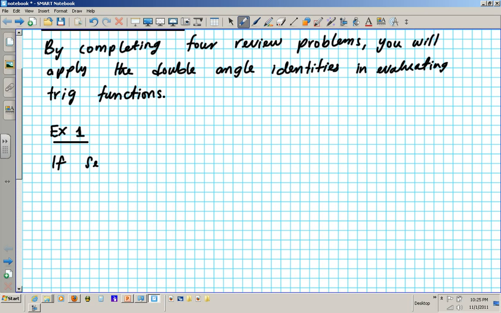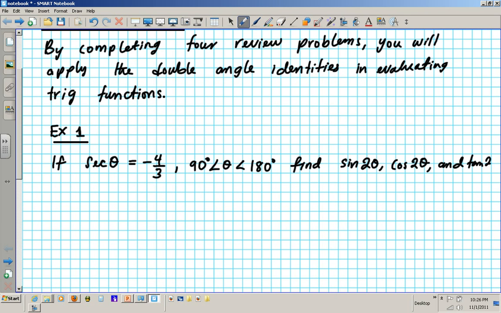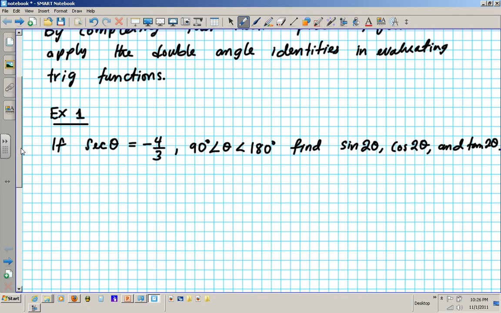If secant theta equals -4/3, and theta is between 90 degrees and 180 degrees, that is, 90 degrees is less than theta, and theta is less than 180 degrees, find sine 2 theta, cosine 2 theta, and tan 2 theta. Okay, we're going to find all three of twice this angle, evaluate whatever the angle is. Alright, so let's go ahead and start on this problem.